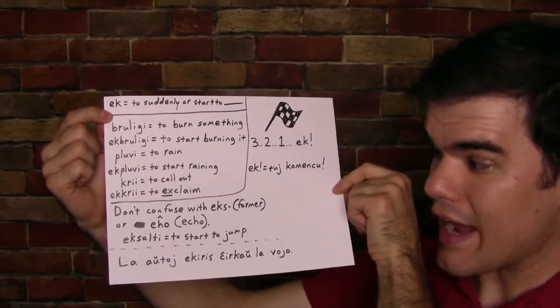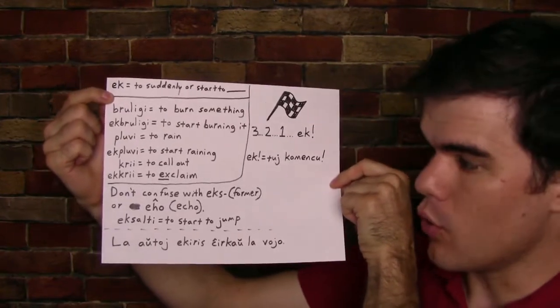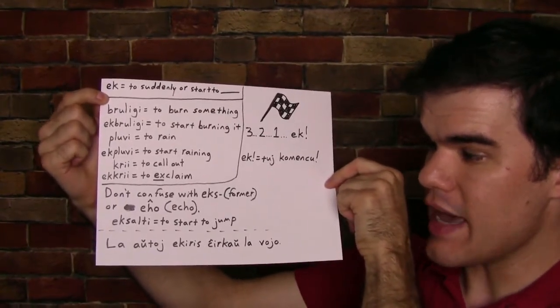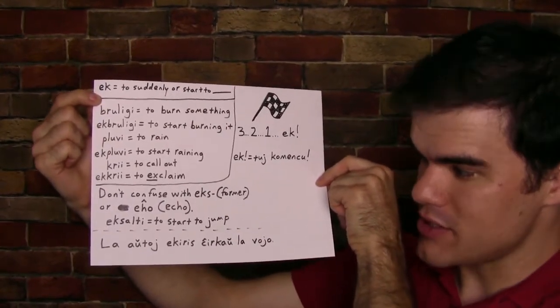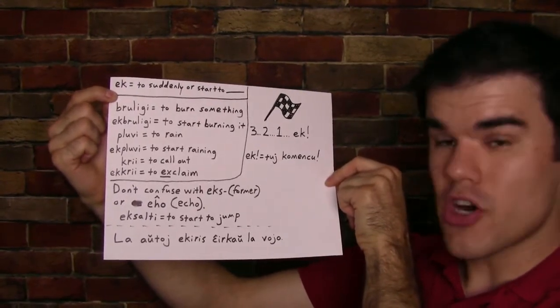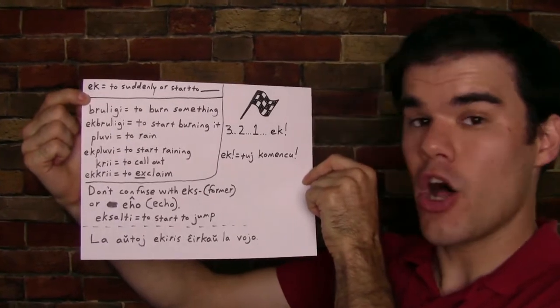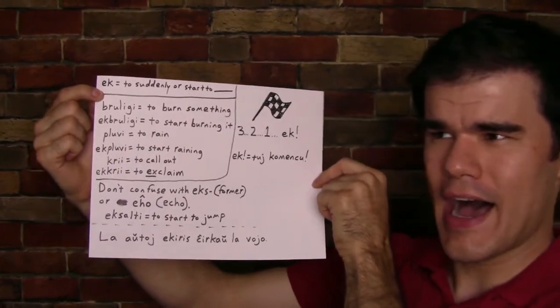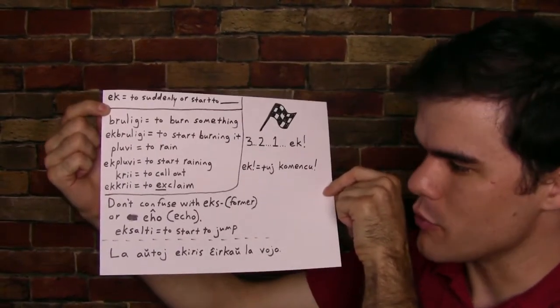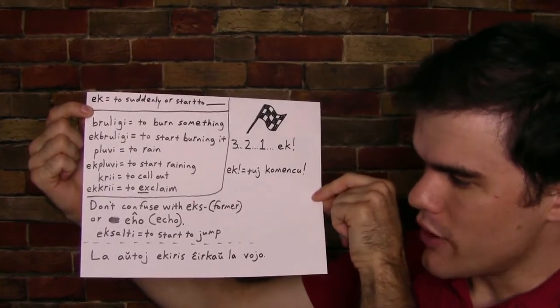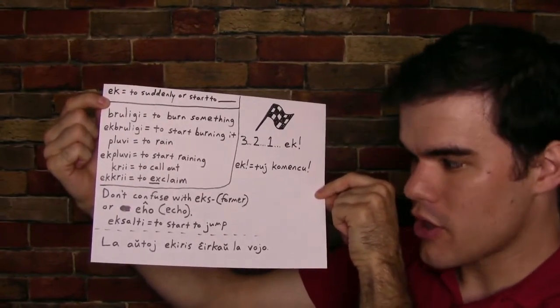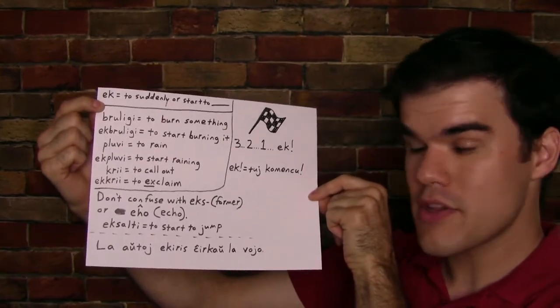Don't confuse ek with ex, which means former, or echo, which means echo. Okay? Exalti, for example, means to start to jump. It doesn't mean ex alti, or formerly high. Okay, that would be a very different word we'd use. La autoj ekiris ĉirkaŭ la vojo. The cars started to go around the path.